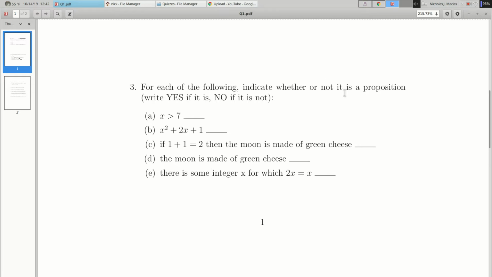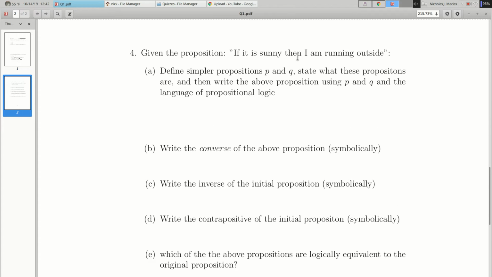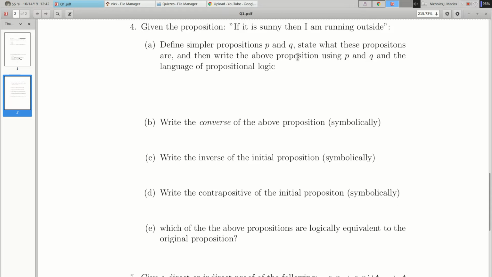All right, question 3 we talked about after the exam. Question 4, so given a compound proposition, let's write it in terms of simpler propositions. So if it's sunny, then I'm running outside, so we may do something like let P be the proposition which says it is sunny.